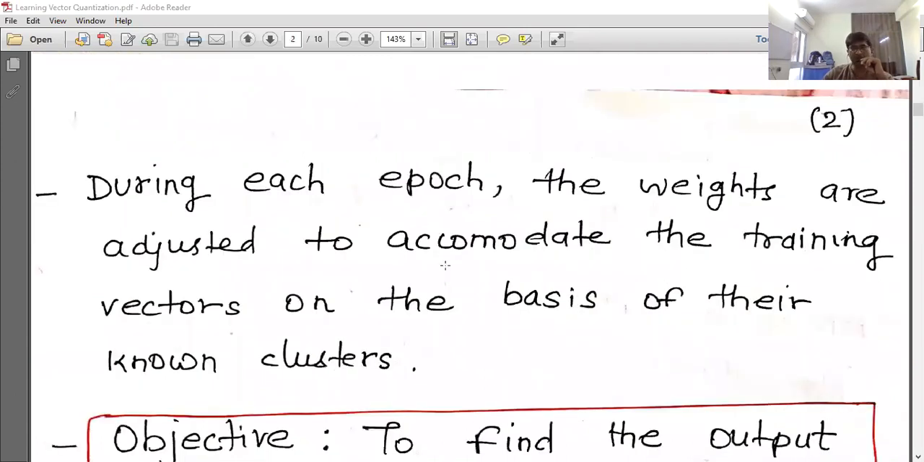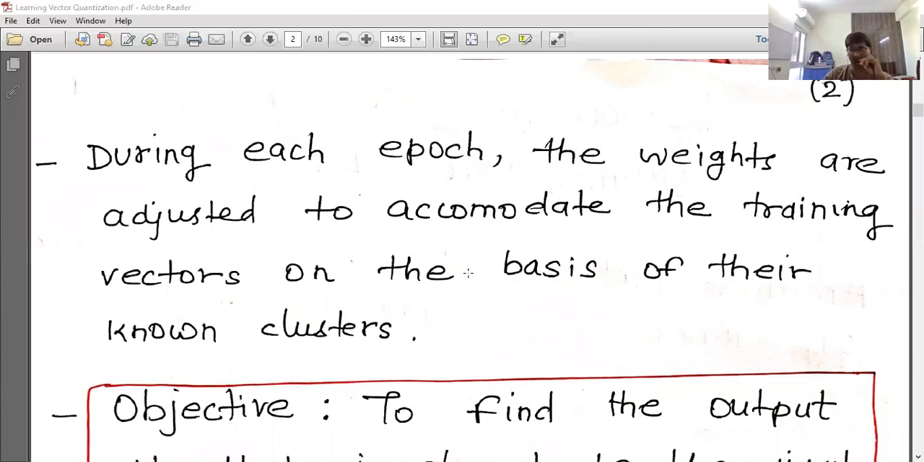Now, during each epoch, I hope everyone knows about an epoch. An epoch consists of all the training vectors, right? So once I've trained on all the training vectors, that completes one epoch, right? So during each epoch, the weights are adjusted to accommodate the training vectors on the basis of known clusters, because the clusters are already designated.